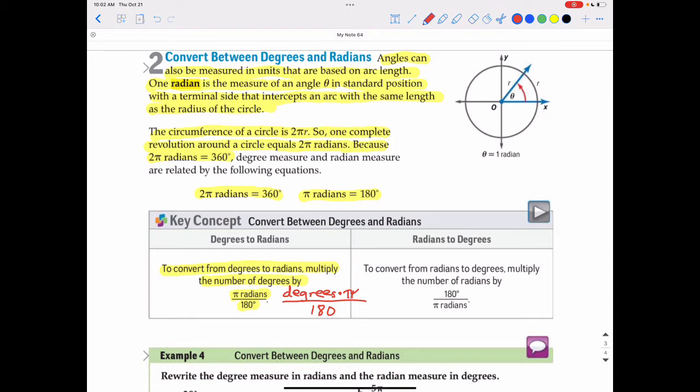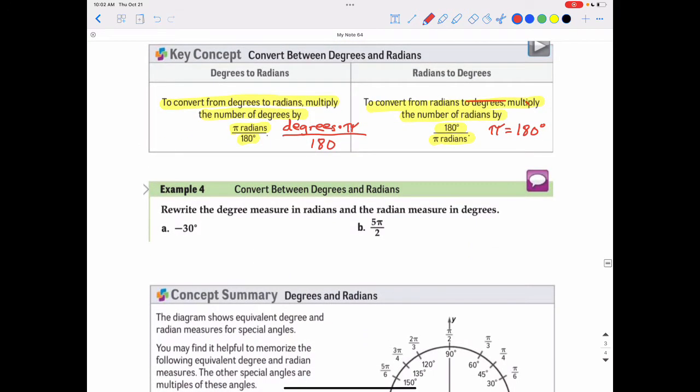And then the other way, if we need to convert from radians to degrees, multiply the number of radians by 180 divided by pi radians. Now, the easiest way to paraphrase that is remember that pi is equivalent to 180 degrees. So if you're trying to convert from radians to degrees, replace the pi with 180 and then simplify.